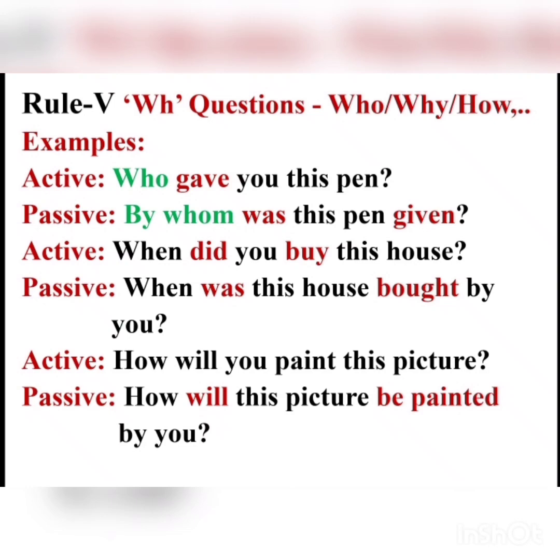Next, how will you paint this picture? Here the tense we are using is future tense. Will plus paint. Use the subject. This picture is an object. How? You should begin this passive also with how. How will this picture be painted by you?